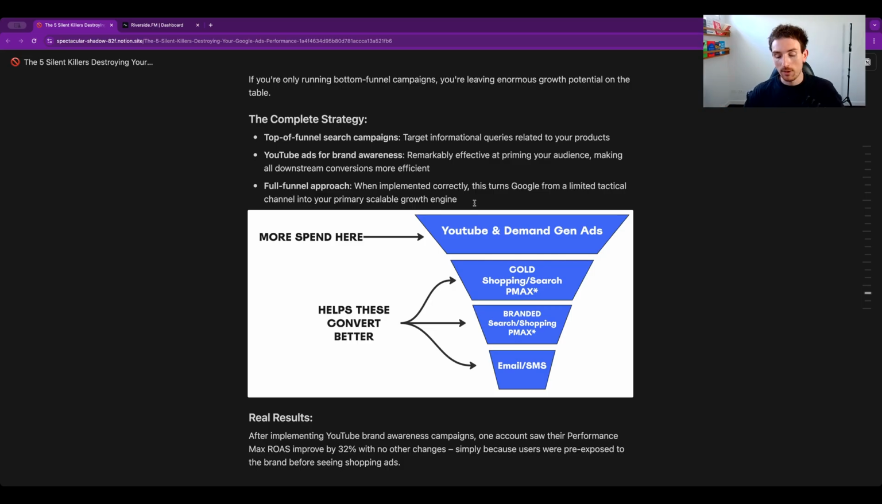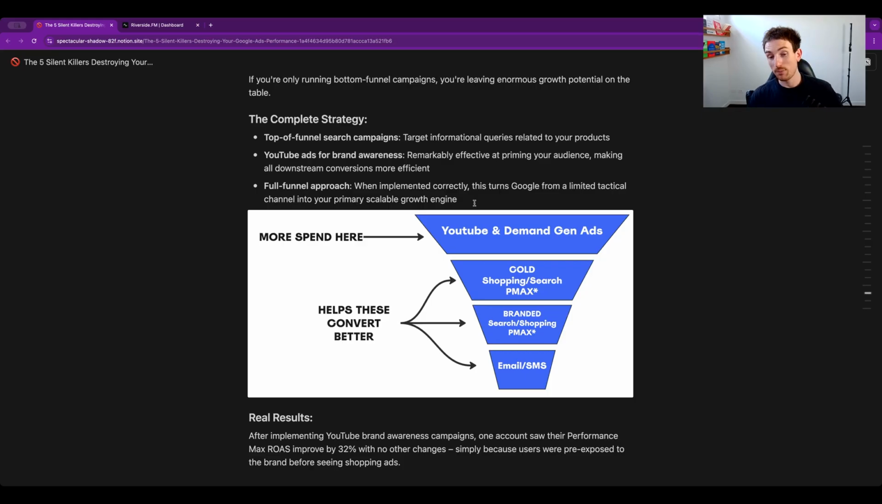Typically what happens with Google is people's ceiling is very much in direct correlation to how many people are searching for their product on any given day. You will hit a certain cap on how far you can scale Google if you're just using shopping and search campaigns. But if you start to bring more people down the funnel using YouTube and demand gen ads, and you have creatives that you're using on Meta and you're running Meta quite well, you can start to spend that on YouTube and demand gen ads.